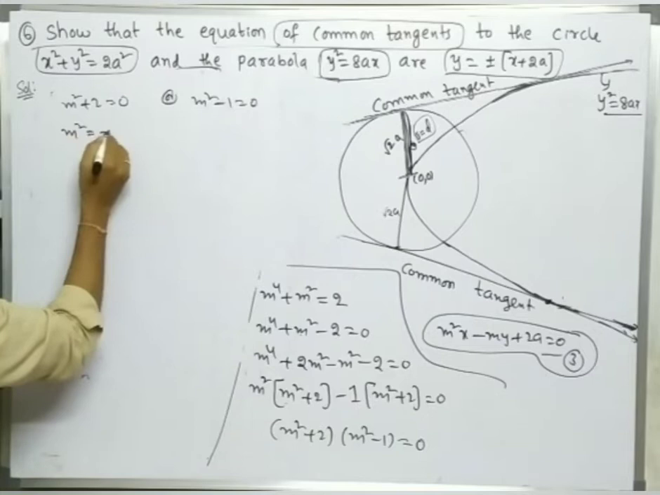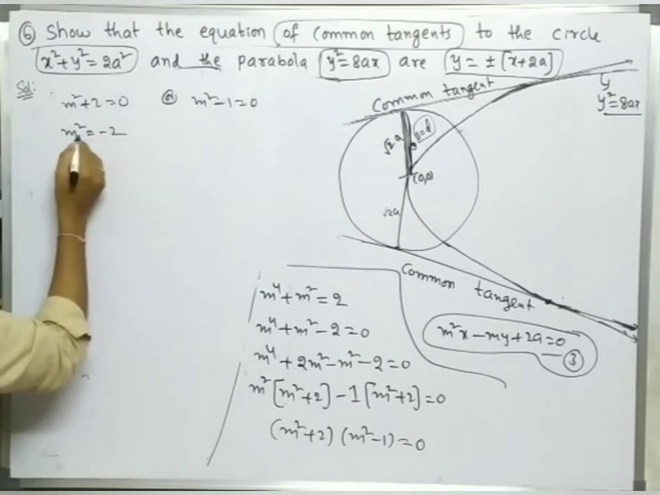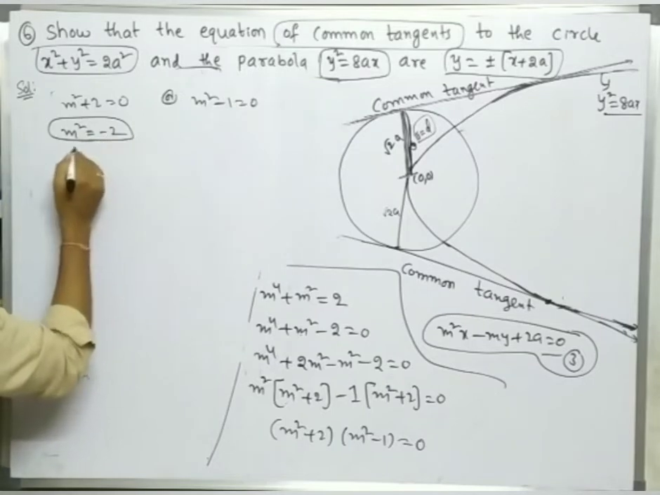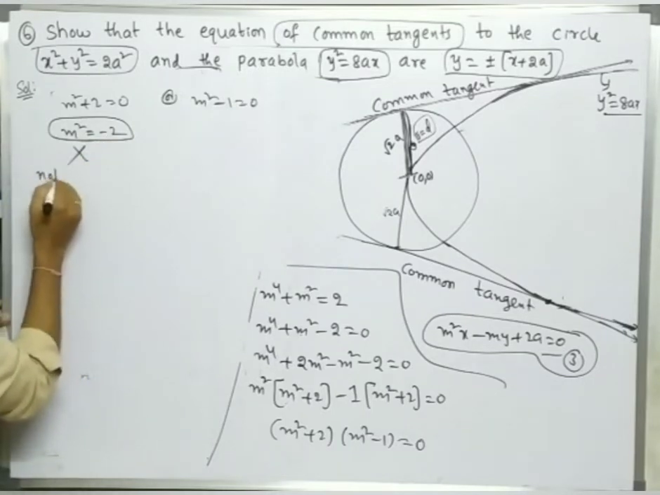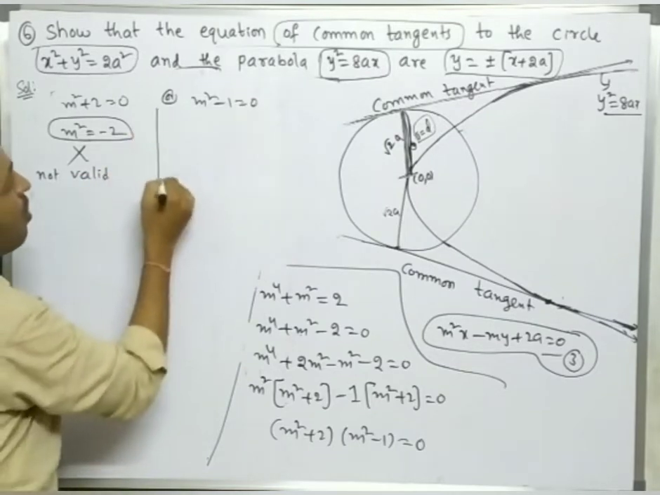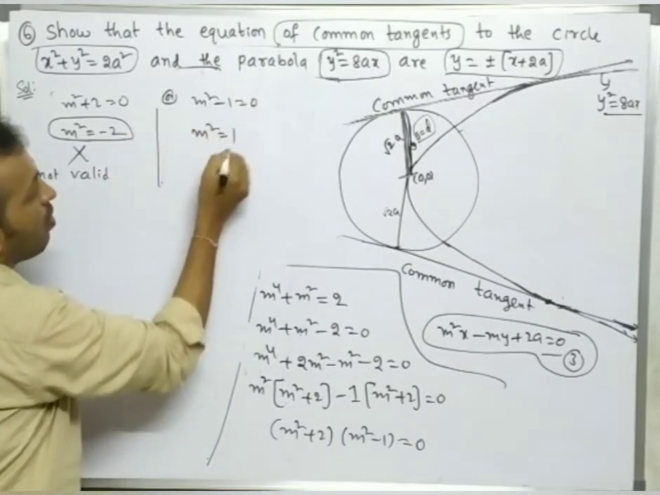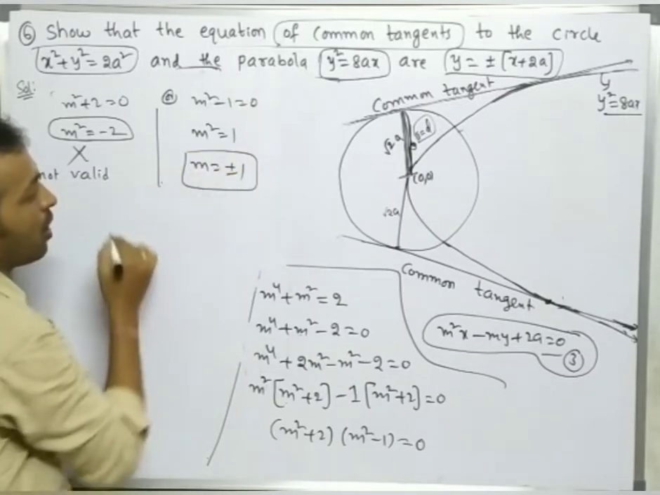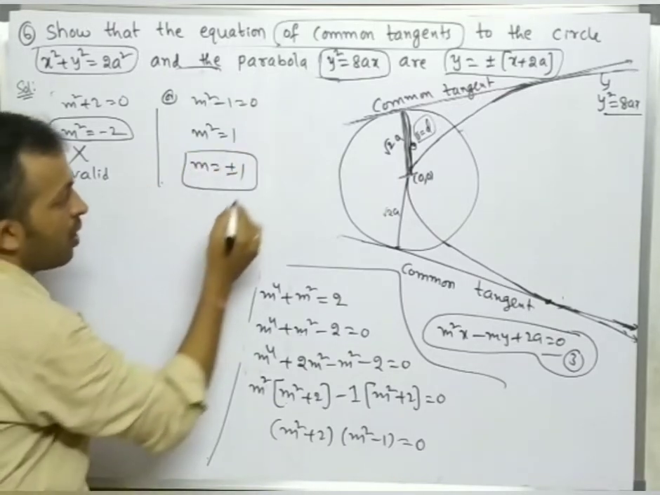If m square is equal to minus 2, there is no real number whose square is negative, so this is not valid. In this case, we will not get any m value. So here m square is equal to 1, then m is equal to what? Plus or minus 1. So we got the m value here. M is equal to plus or minus 1.